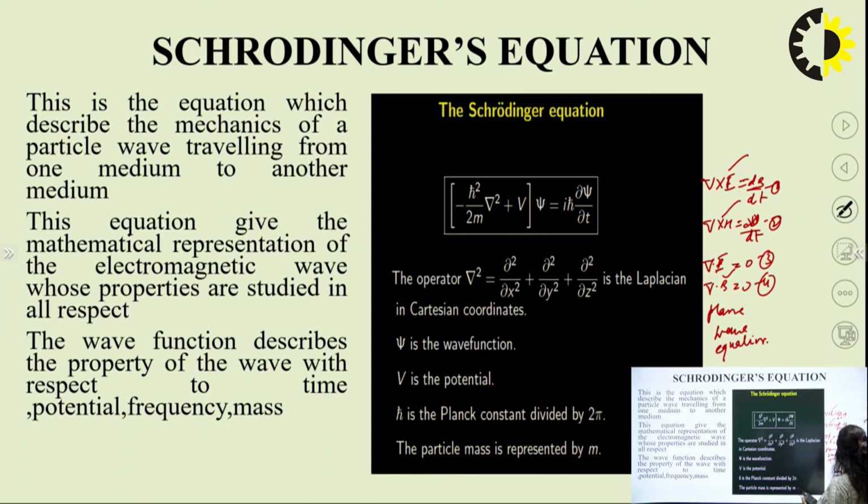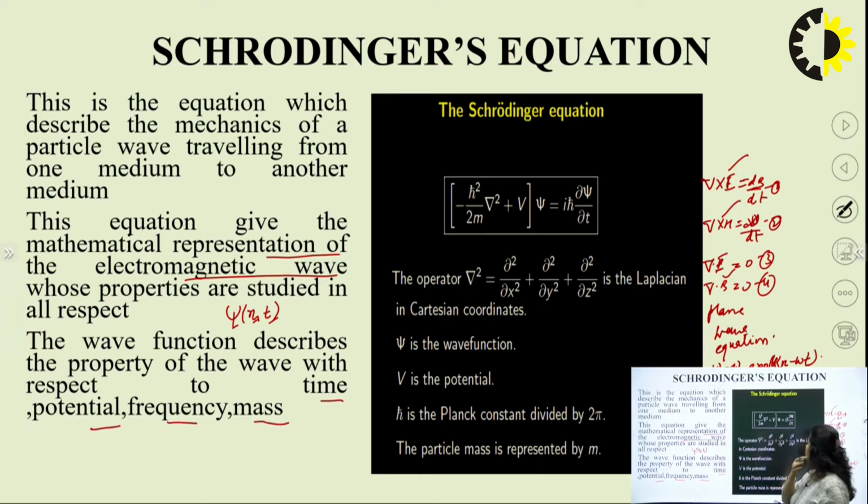And with the help of the plane wave equation, which is psi equal to psi naught exponential i (kx minus omega t), we can easily find the Schrodinger wave equation. This equation gives a mathematical representation of the electromagnetic waves whose properties are studied in all respects. The wave function here is described as psi of x comma t. So, psi is the wave function, which is a function of position and time. The wave function describes the properties of the wave with respect to time, potential, frequency and mass.